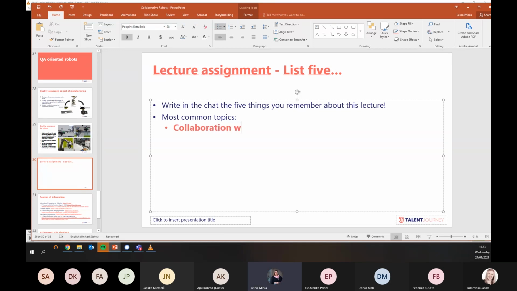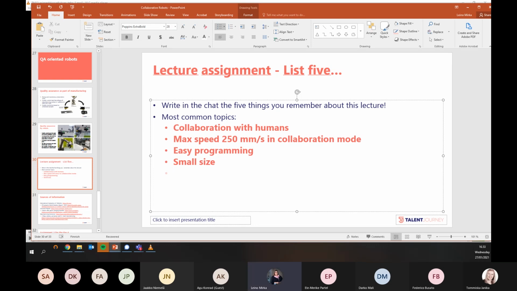Collaboration with humans. Max speed 250 millimeters per second in collaboration mode. Easy programming. Small size. Something else? Decision is always taken by humans. Yes.